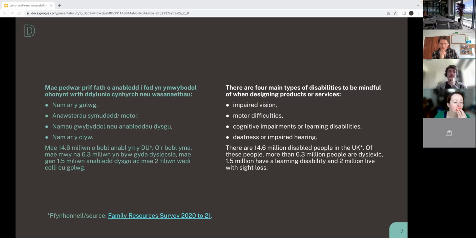Motor difficulties, you could be missing an arm. You could be a wheelchair user, for example. So motor difficulties will allow you to access services in different ways physically.